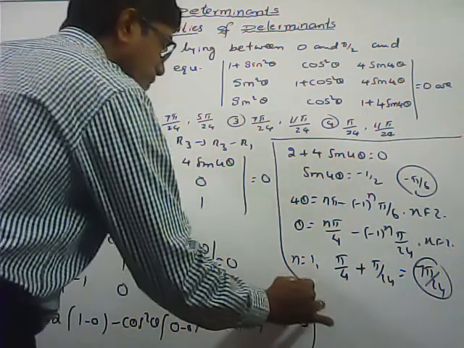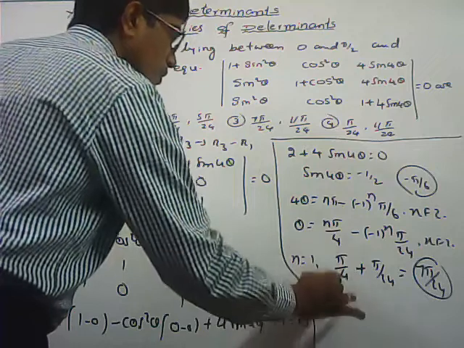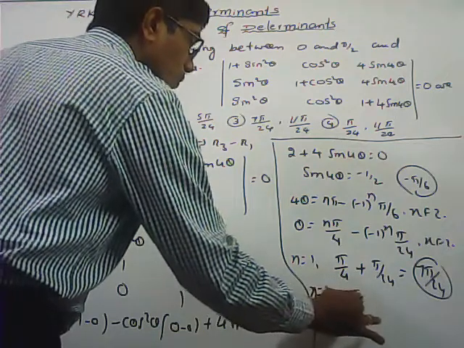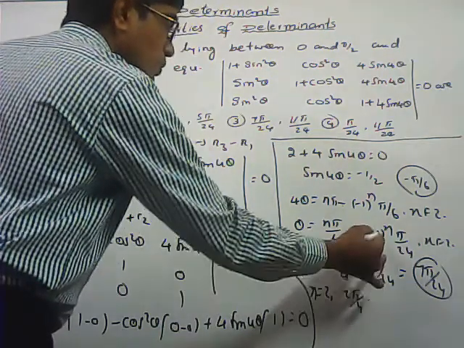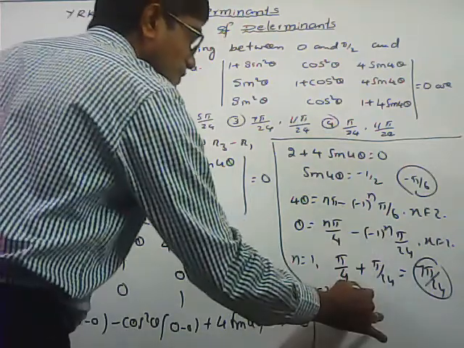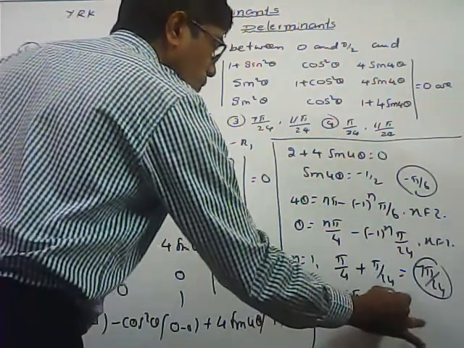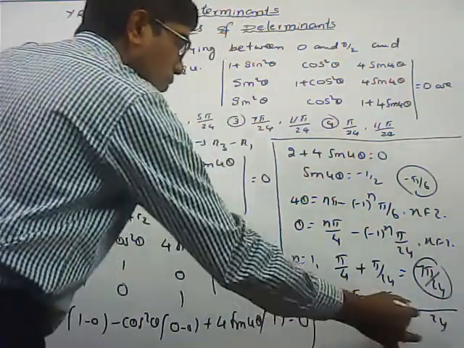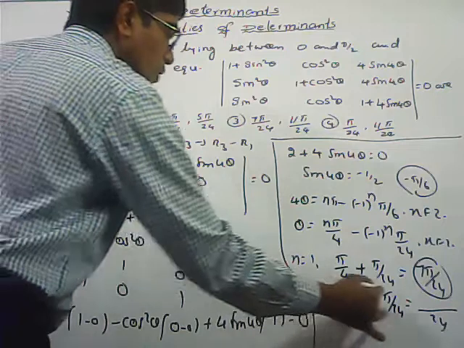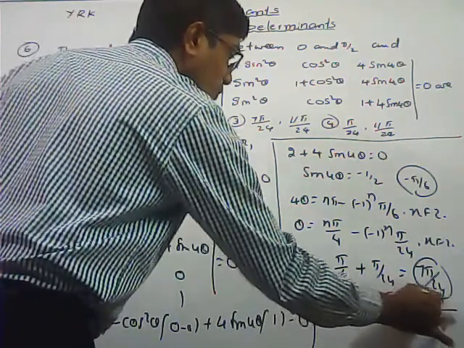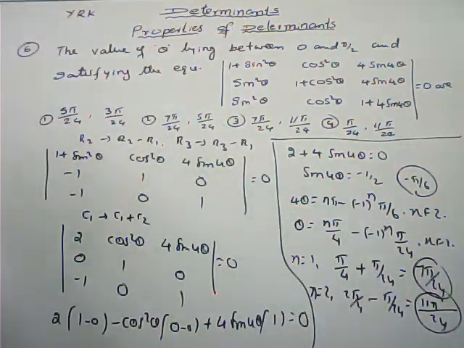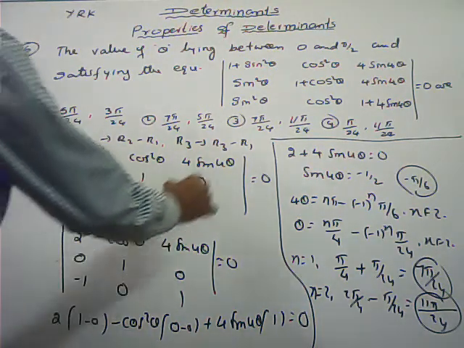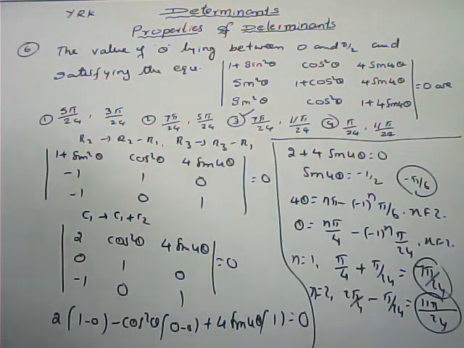Now putting n equal to 2. This is 2 pi by 4. N equals 2, this one becomes plus. Here minus is there. Pi by 24, that is equal to 11 pi by 24, 12 minus 1, 11 pi by 24. 11 pi by 24, that also lies in between 0 to pi by 2. So here the third option we can get.